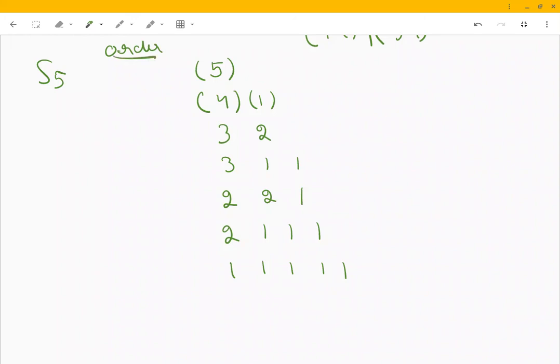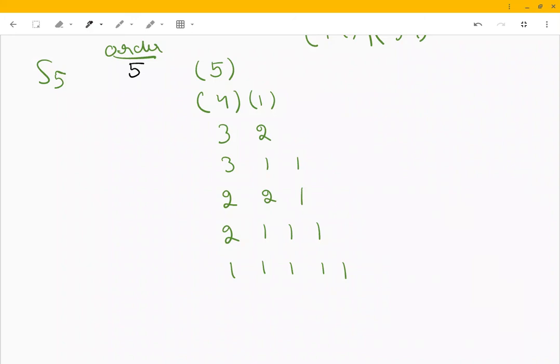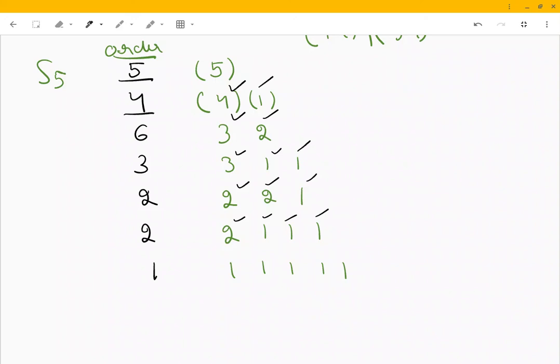The order of these elements would be 5. LCM of 4 and 1 is 4. LCM of 3 and 2 is 6. LCM of 3, 1, 1 is 3. 2, 2, 1 is 2. 2. And this is identity. Obviously, the order of identity is always 1. So these are the orders of the elements of this group S5. The order of S5 itself is 5 factorial.